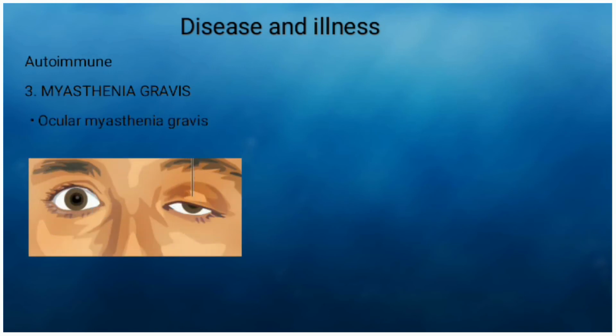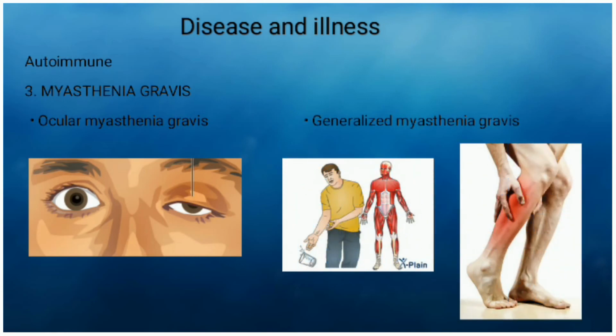There are two clinical forms of myasthenia gravis: ocular and generalized myasthenia gravis. In ocular myasthenia gravis, muscle weakness appears in the eyelid and the other muscles that control the movement of the eye, while generalized myasthenia gravis involves the ocular muscles, legs, arms, and respiratory muscles. There are a lot of treatments for this disease, such as drugs, surgeries, and other procedures.